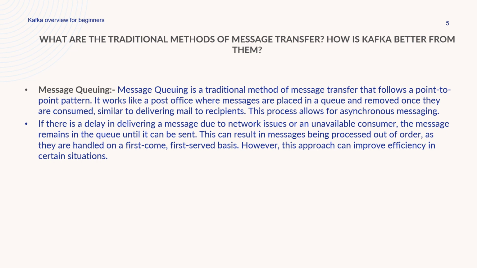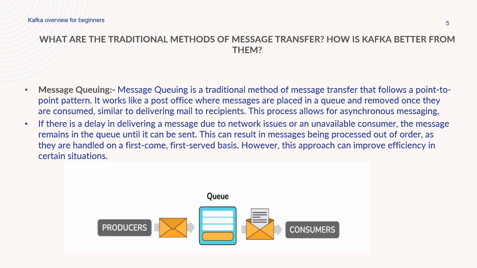If there is a delay delivering a message due to a network issue or an unavailable consumer, the message remains in the queue until it can be sent. This can result in messages being processed out of order, as they are handled on a first come, first served basis. However, this approach can improve efficiency in certain situations. As you've seen in the pictures, a producer produces a message and it is stored in the queue. After that, consumers subscribe to that particular message or topic. After that, they can receive the response.